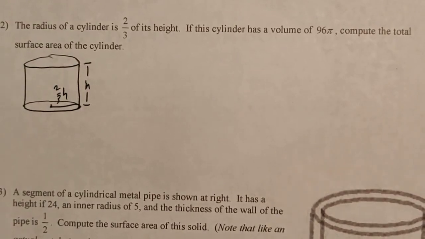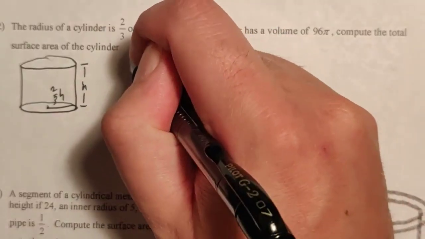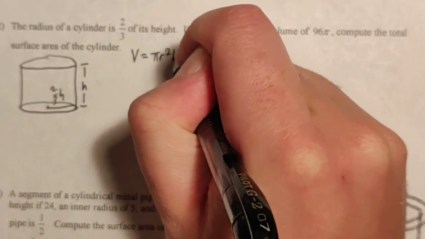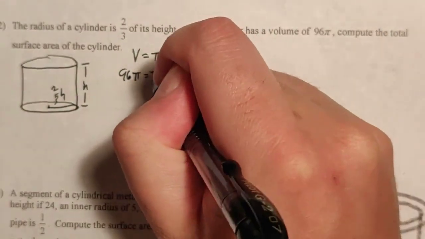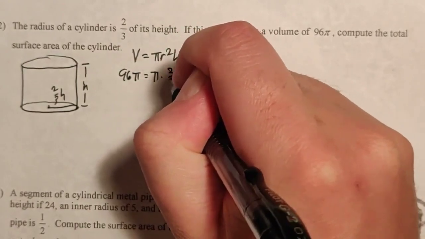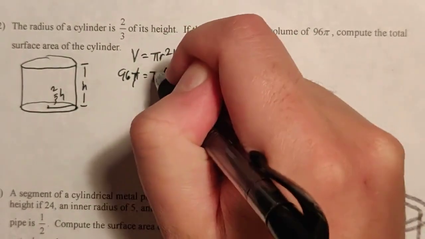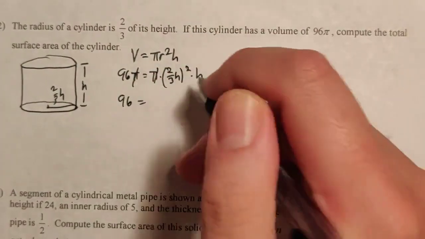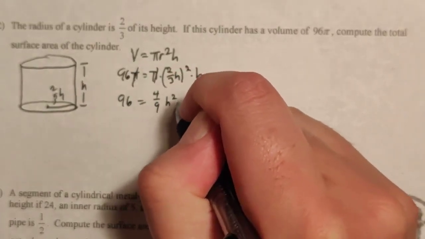All right. Now we're told that the cylinder has a volume of 96 pi. So as a result, we can start putting things together. So you can say the volume here, remember, is just pi r squared h. So we know 96 pi is pi times the radius, which is 2/3 h, all squared, times h. We know there's a pi on both sides here, so we can just drop that out. And we're left with 96 equals, let's see, 2/3 squared is 4/9 times h squared times h.